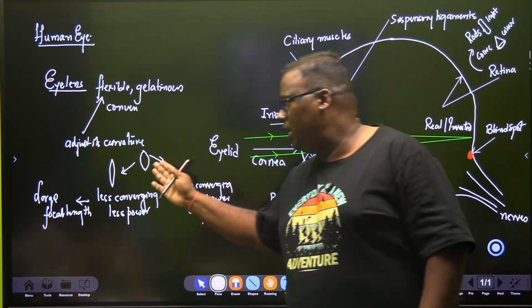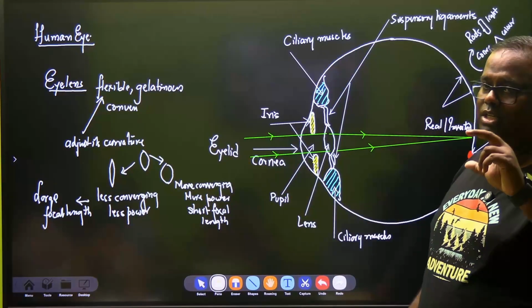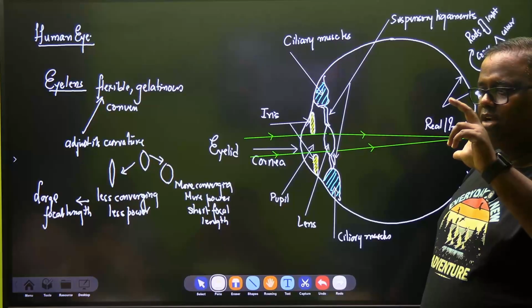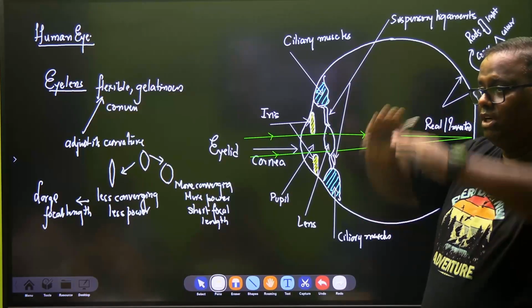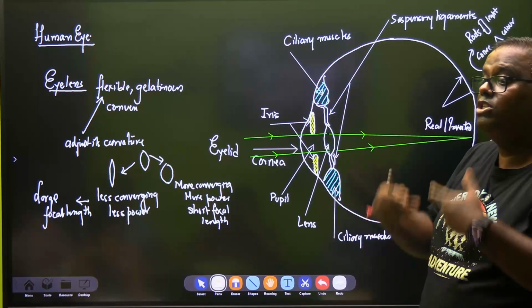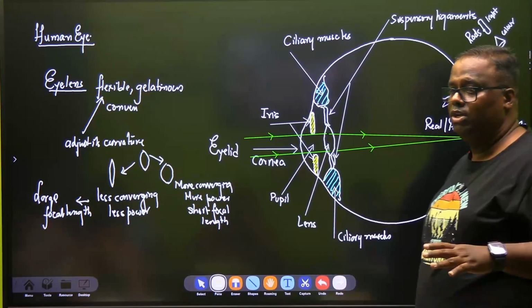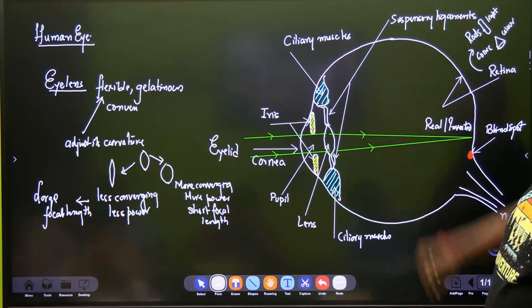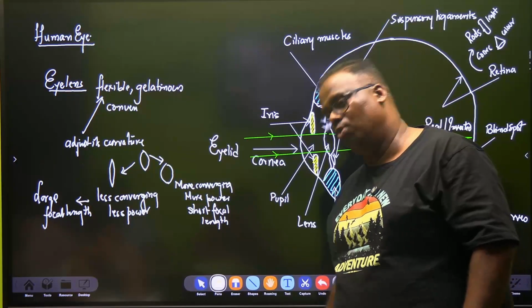Also, the human eye is such an interesting organ that it is gelatinous, flexible, jelly-like, convex in nature, and can change its curvature. When we change the curvature, remember, if the curvature increases, converging power is more. That means focal length will be less. And if the curvature is less, that means the lens is more slender. In that case, we will say converging power is less, focal length is more.